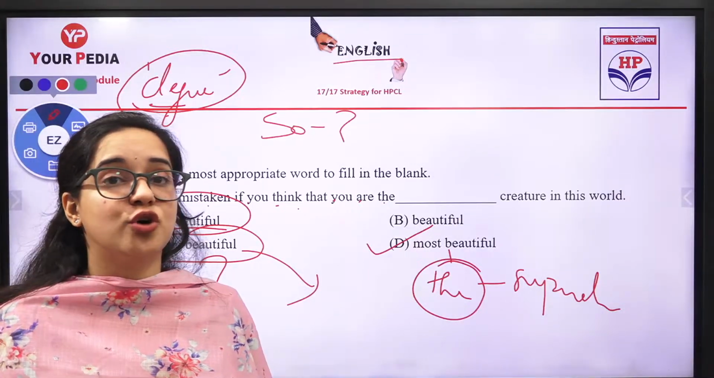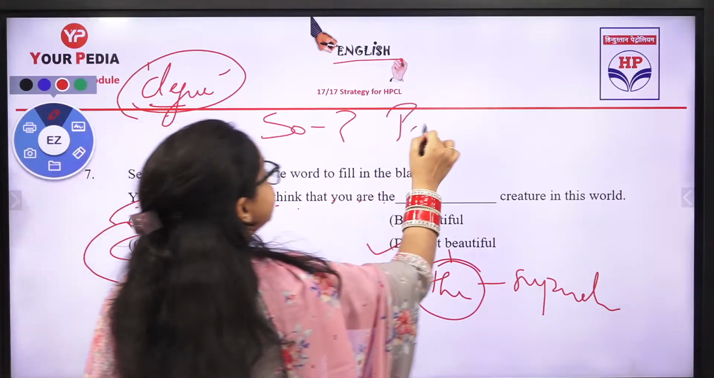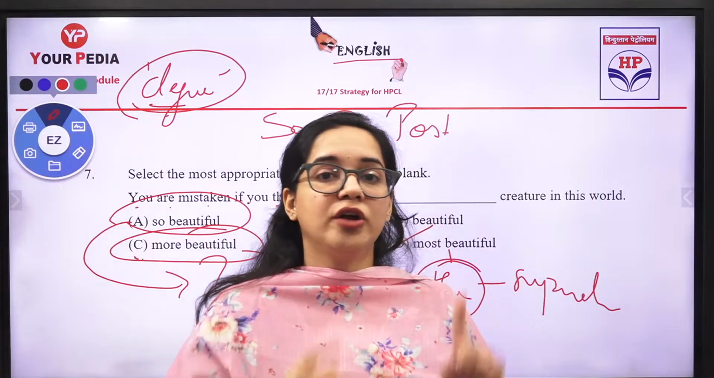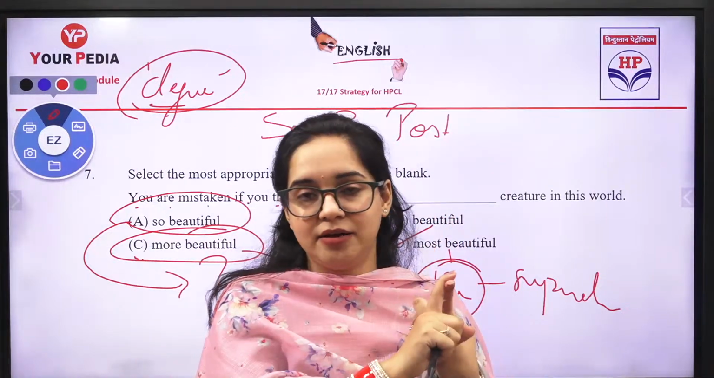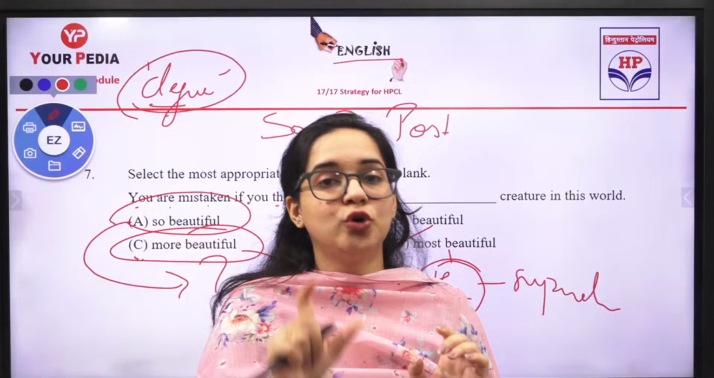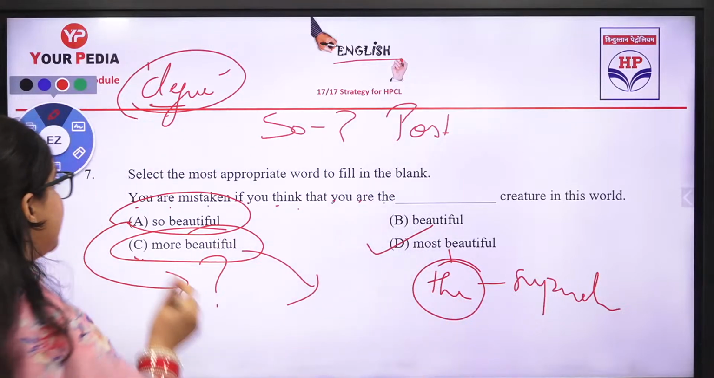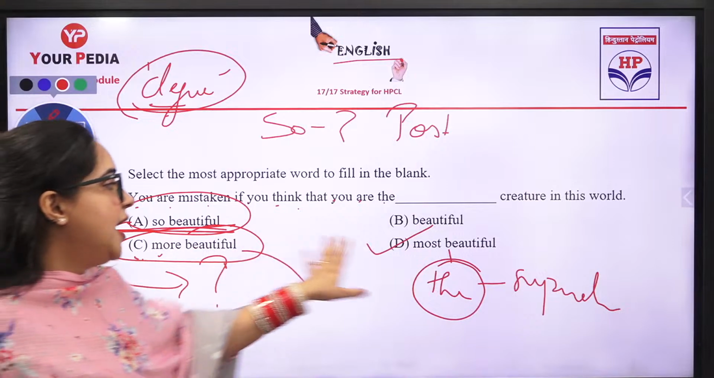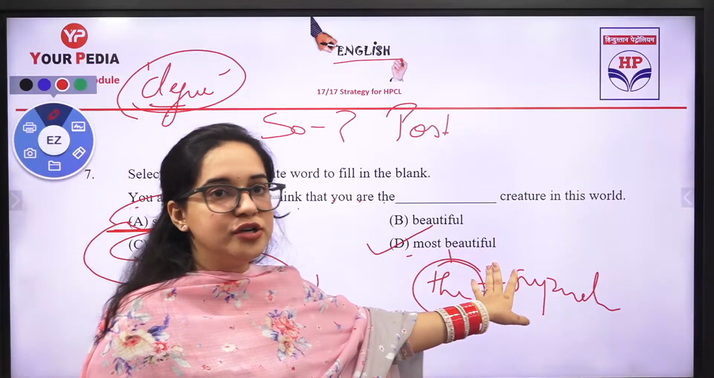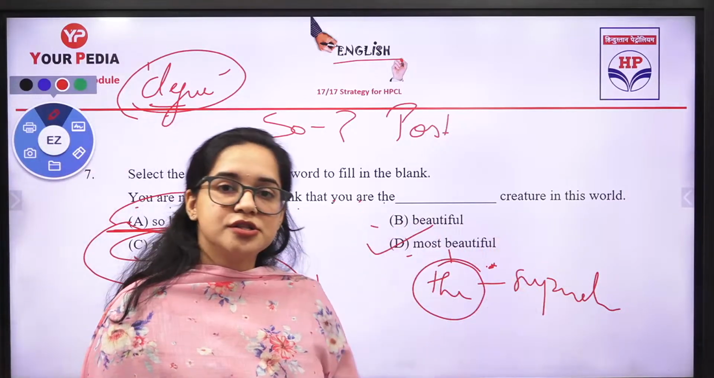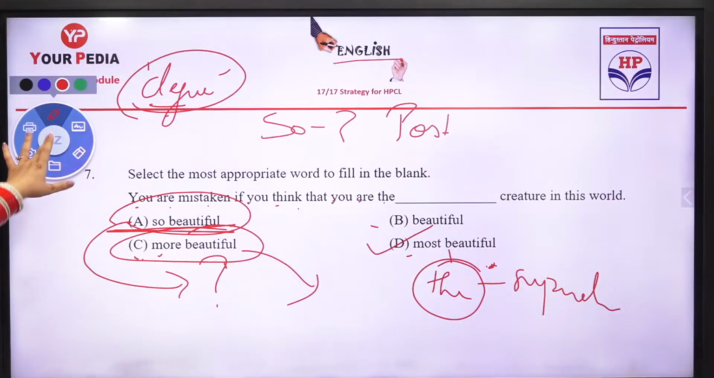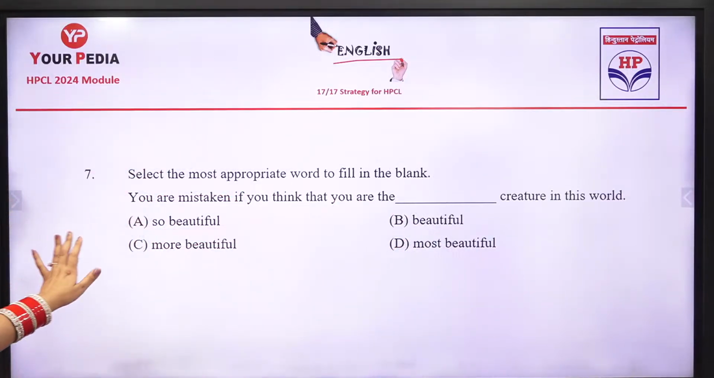And where do we use so beautiful? It is in positive sentences. If we say simply, Sita is so beautiful, we are talking about one girl without comparing her to anyone. We go for so beautiful. So beautiful is always there in positive sentences. More beautiful is comparative and most beautiful is superlative. And beautiful is also, she is beautiful, that is also a positive sentence. So you need to understand the differences, where we use them.